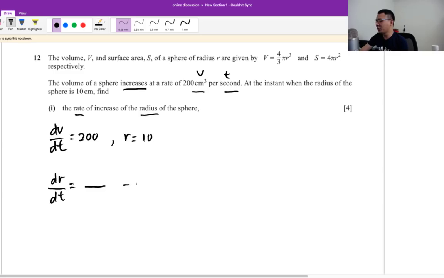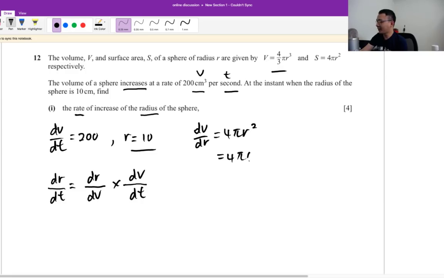You need to form the chain rule. Draw two fractions, dr at the top, dt at the bottom. In the middle, these two terms must be the same. In this case, I will do dv and dv. Over here, dv/dr we don't have, but dv/dt we have, which is 200. So I need to find dv/dr by differentiating the V here. I actually will get 4 pi r squared. And I got my r because the question tells me r is 10. 4 pi 10 squared, which is 400 pi.